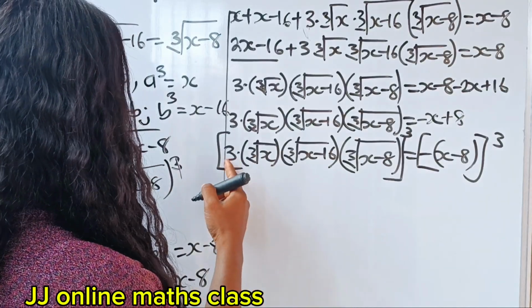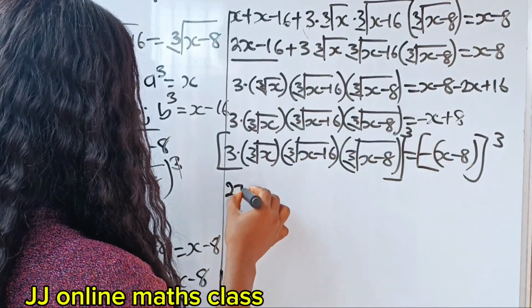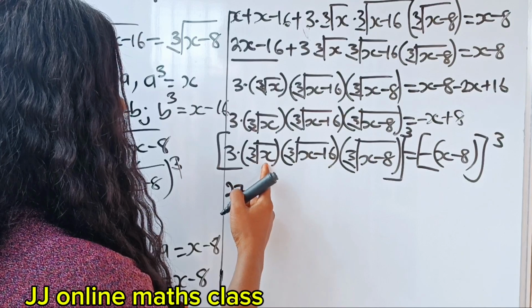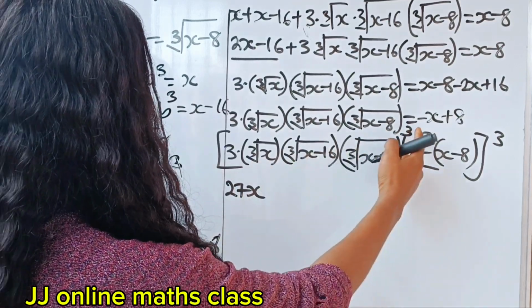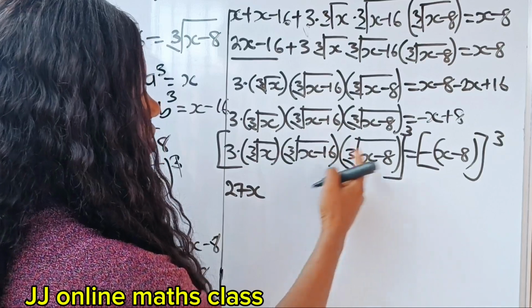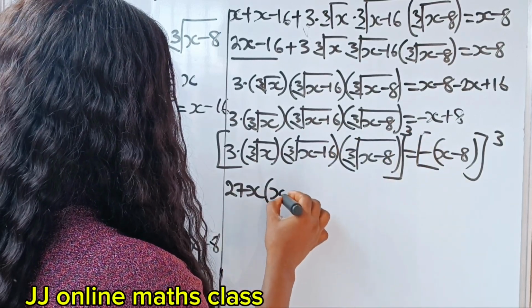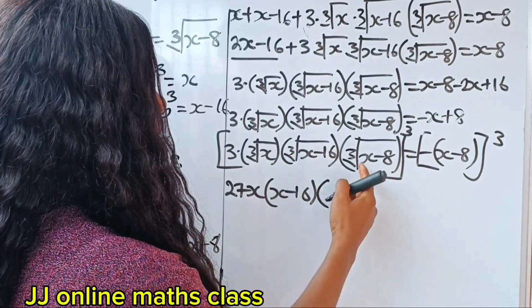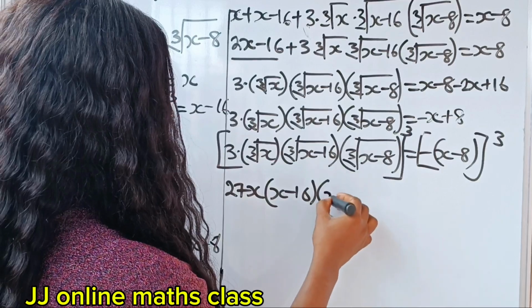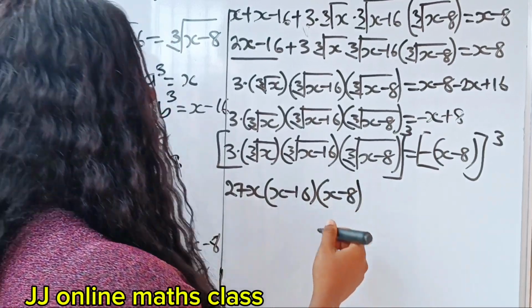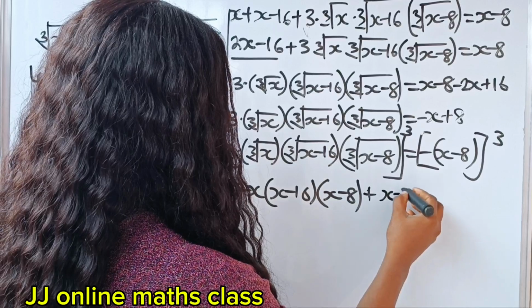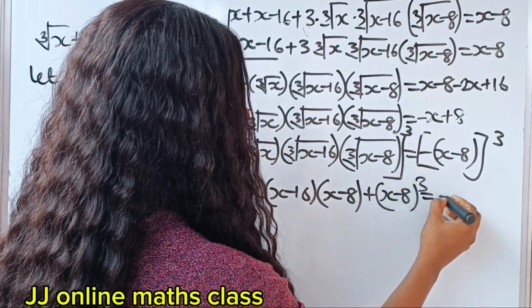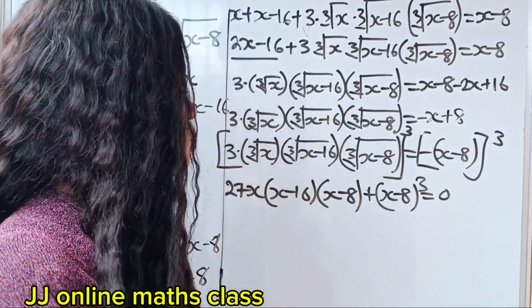We have 3 cubed, right, to give us 27. Now the cube root of x cubed will give us x, right? Now the cube root of x minus 16 cubed will give us x minus 16. And this cube root of this will give us x minus 8, right? Now let's bring this to this side. It becomes plus x minus 8 to the power of 3 is equal to 0.